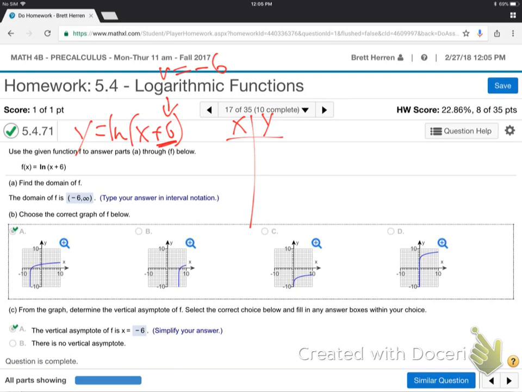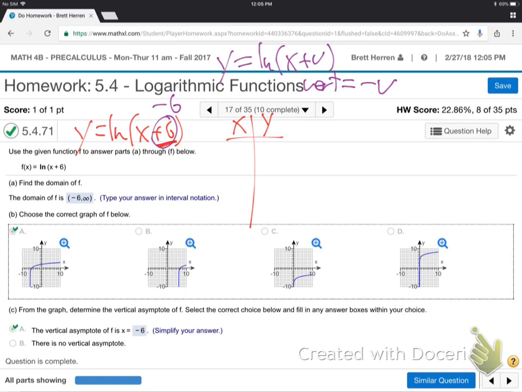So let me tell the truth now. Whenever you write ln of x plus v, the vertical is negative v, isn't it? It's opposite. So the vertical is opposite. So what's the vertical on this one? Negative 6. We good there?